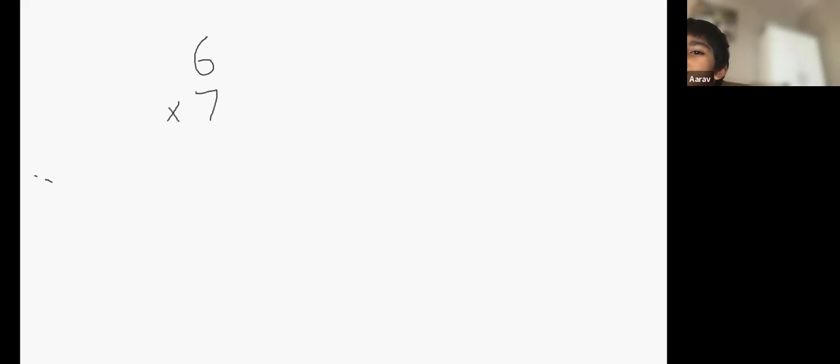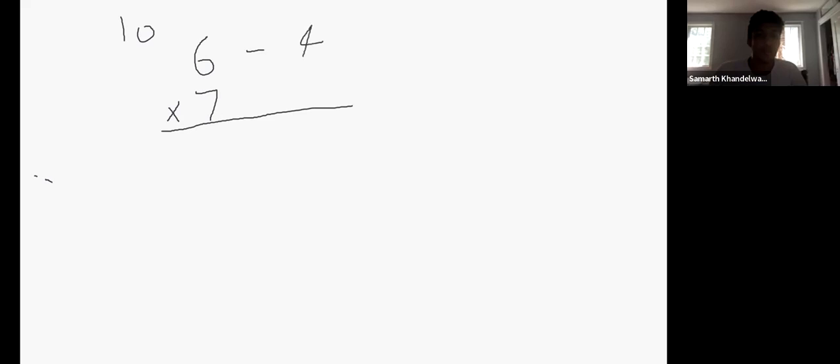Let's say I have 6 times 7, or base 10. 6 is minus 4. That is 4. This is 4. And 7 is this minus 3. So now I'm going to do the left-hand side first. 6 minus 3 is going to be equal to 7 minus 4, which is going to be equal to 3. But 4 times 3 is 12.